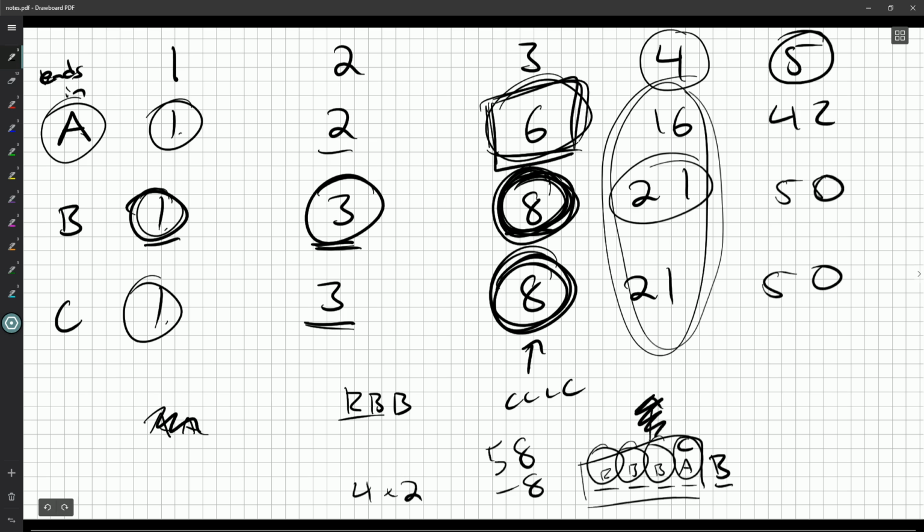And same thing down here. So absolutely symmetric with C. And so in total, how many sequences of length 5? 142 is what I'm going to say.